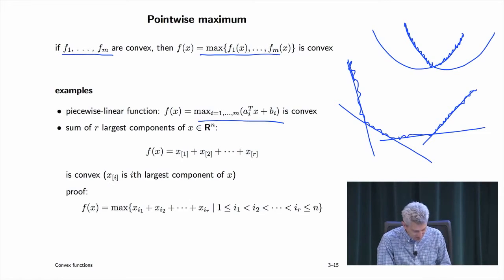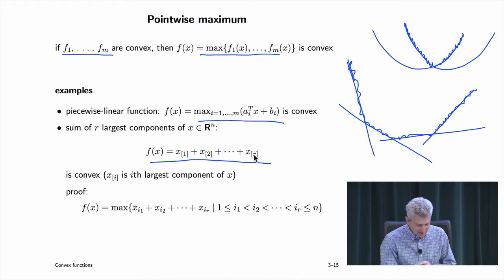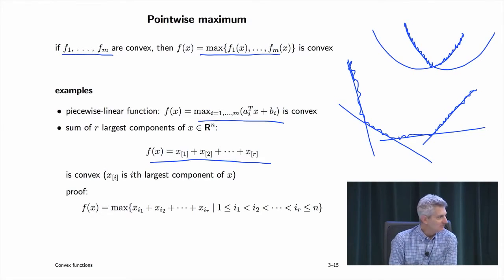Here's one that's less obvious. How about this? The sum of the r largest components of a vector. Okay? So the sum of the 5 largest components. That's kind of a complicated thing, right? If anything, you should be getting a combinatorial feel for it. This is convex, and the argument is really quick. Let's talk about different ways you might show this.